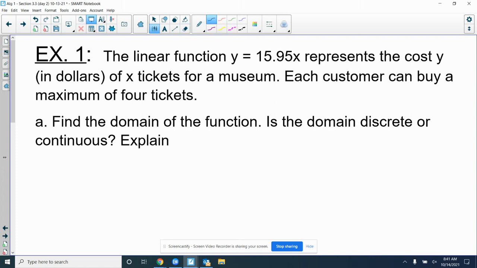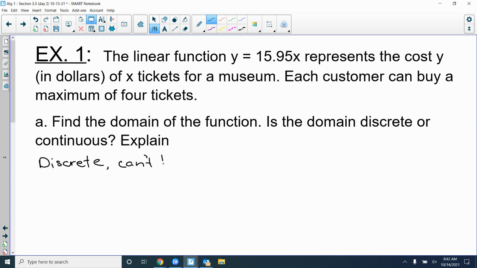Continuous. So Austin said discrete. How would you say why? What do you think? Because you can only buy up to 4 tickets and you can't buy half of a ticket. I'll agree with that. I'll live with that.